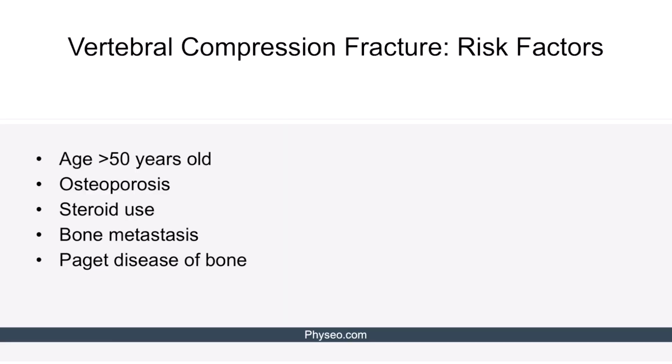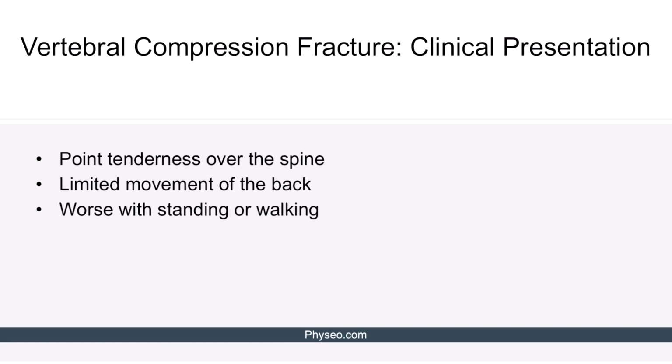The risk factors for vertebral compression fracture are anything that weakens the bones. With age, the bones lose their strength, so age greater than 50 years old is a risk factor. Other reasons for bone to become weak include osteoporosis, steroid use, bone metastasis, and Paget disease of bone. The key clinical finding for these patients is point tenderness over the spine. There will also be limited movement of the back, and symptoms get worse with standing or walking. This makes sense given that the bone that provides support to the spine is fractured.